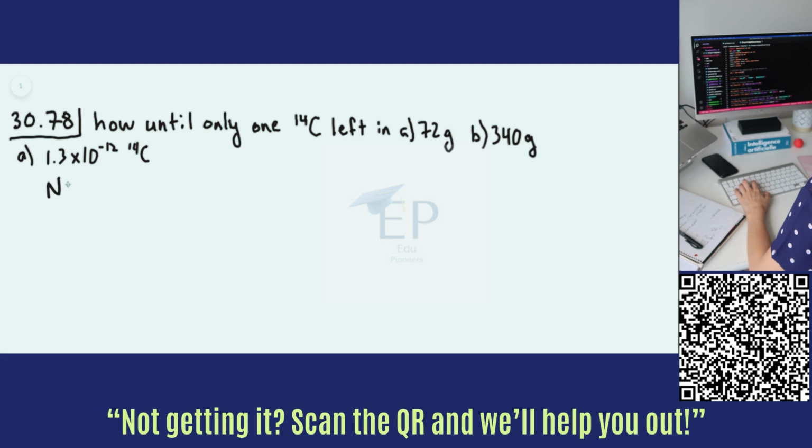So then the number of carbons is going to be 72 grams of the sample divided by 12 grams per mole, times Avogadro's number. And so this is going to be 3.612 times 10 to the 24th atoms.